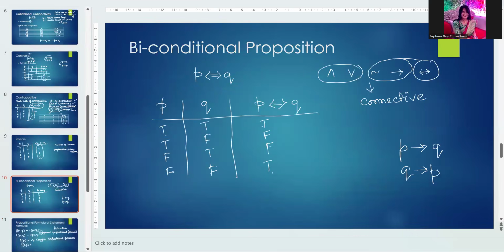Next, we go to the biconditional proposition. Biconditional is just similar to the condition if and only if. Okay, P implies Q, then Q also implies P. So for P and Q, we write it down. Double implication means if both are the same, then it is true. Otherwise, if any one is false, then it is false. This is the biconditional proposition.